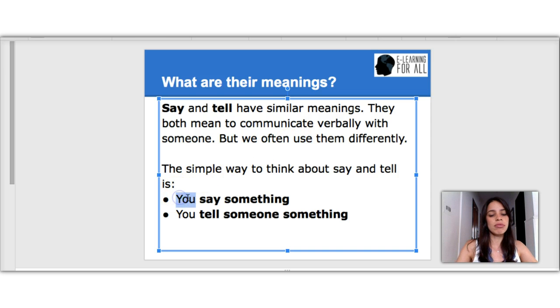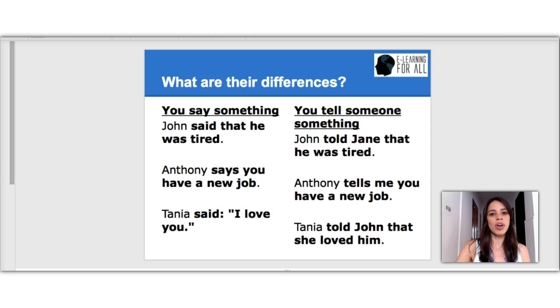You say something, and you tell someone something. Okay, you say something and you tell someone something. This is a simple and general way to think about the difference between say and tell. This is not a rule, but I think it's gonna help you. Okay, let's move on to see the difference between a sentence with say and a sentence with tell.